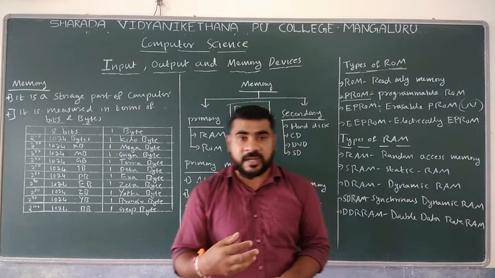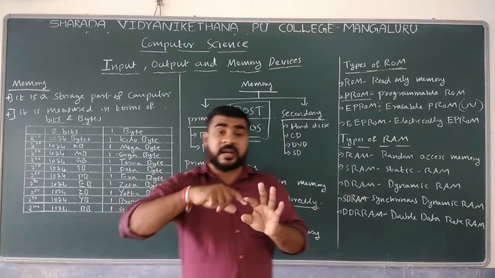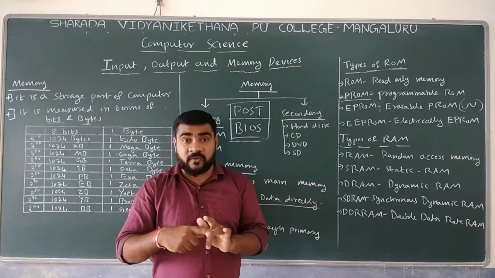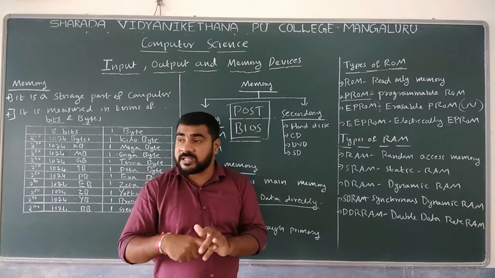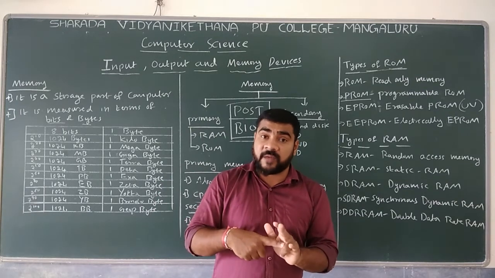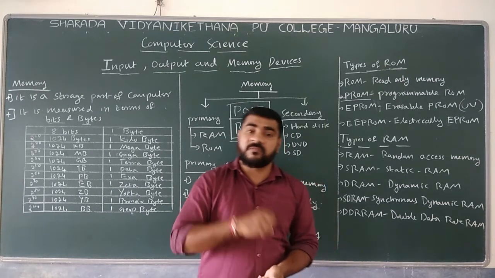These are the different types of ROM device. One is ROM, read-only memory. Second one is PROM, programmable read-only memory. Next one is EPROM, erasable programmable read-only memory. Next one is EEPROM, electrically erasable programmable read-only memory. So these are mainly the 4 types of ROM device.